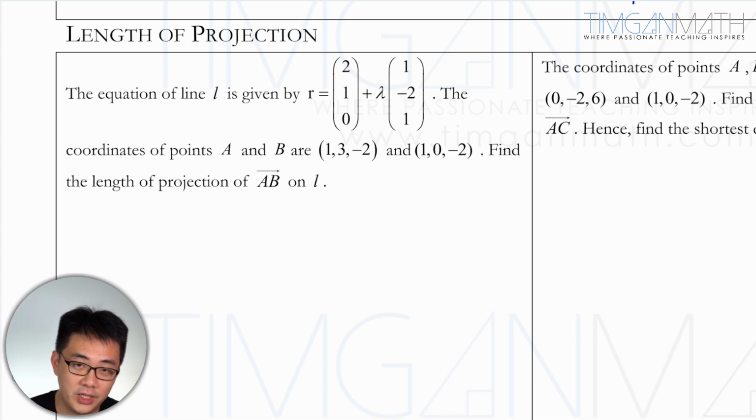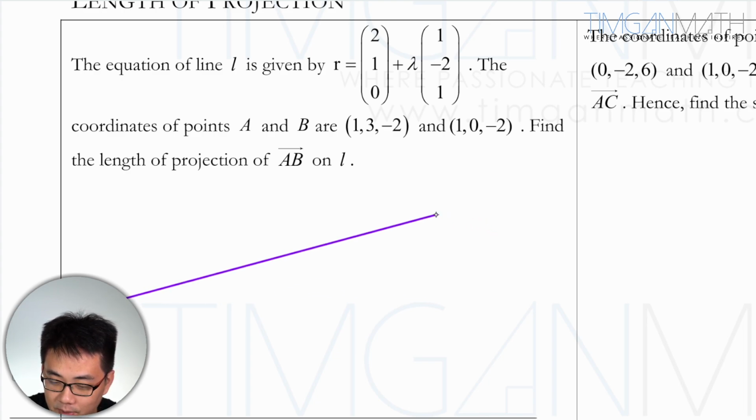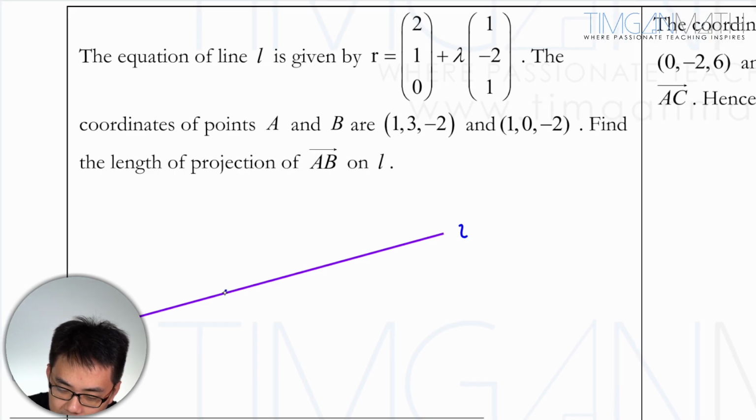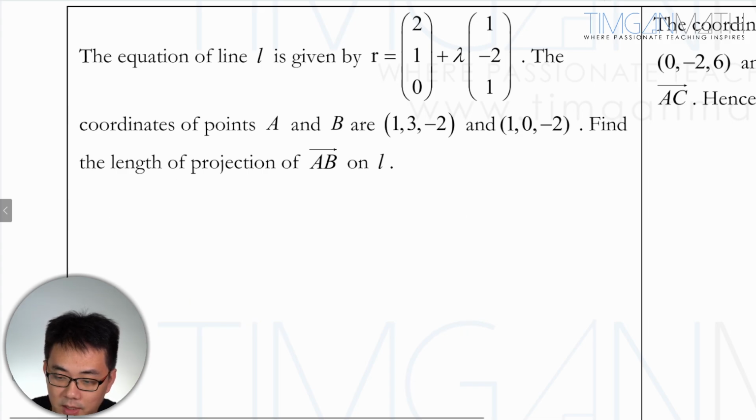So the line equation L is given by (2, 1, 0) + lambda (1, -2, 1). The coordinates A, B are given by this. Find the length of projection of AB on L. Okay, so this is what's going on. I'm not sure what A and B are, but what I know is L is given by (2, 1, 0). Maybe I don't draw L in a slanted way, so that it's not so confusing.